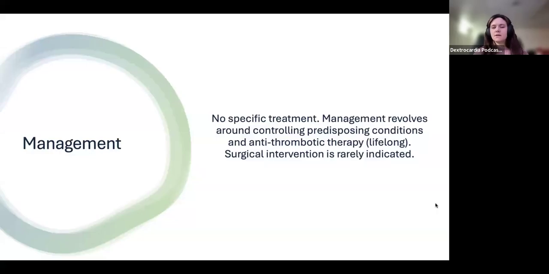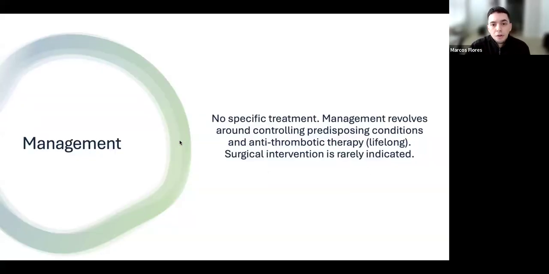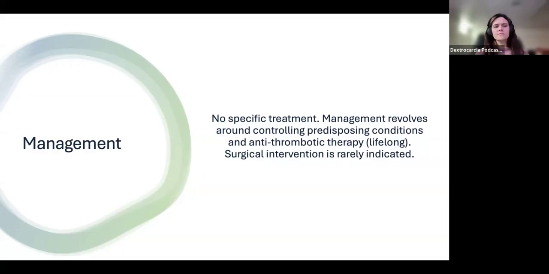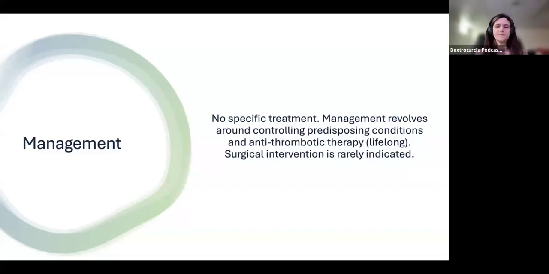There's no specific treatment. Management revolves around controlling the predisposing conditions that the patient has, and the patient being on antithrombotic therapy lifelong at this point. Surgical intervention is rarely indicated from what I could find. This is very similar to having an atherosclerotic plaque even in the brain, and if it gets irritated or disrupted, it can become an ischemic stroke just because it clots there. Right. Okay.